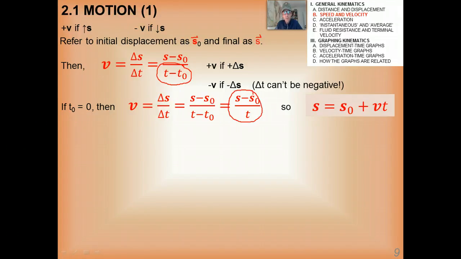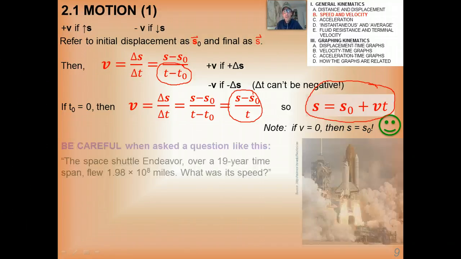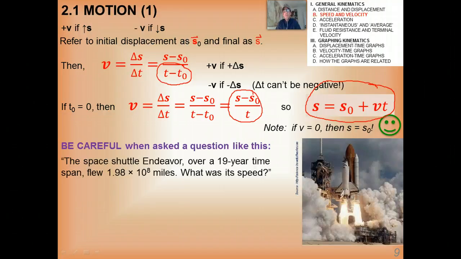If you start t at 0 and rearrange this, we come up with this pretty nifty equation for displacement: s equals s naught plus the velocity times time. Note that if the velocity is 0, it's pretty boring, the thing is not moving, then s equals s naught, which is exactly what you'd think if you just thought about it logically. Now, back to the space shuttle.